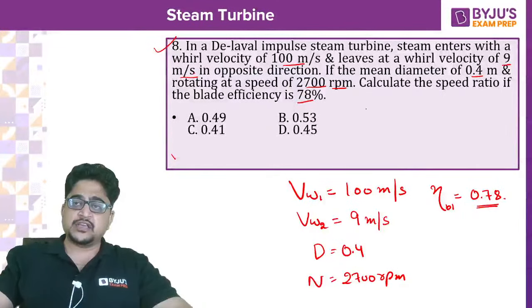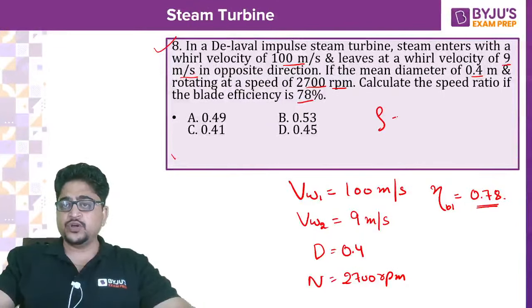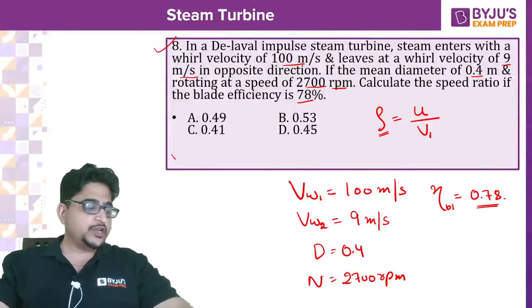Now they are asking for the blade speed ratio. Blade speed ratio is denoted as rho. It is equal to mean speed of the blade divided by initial velocity, that is u by V1. You have to find the value of speed ratio. Speed ratio is u by V1.